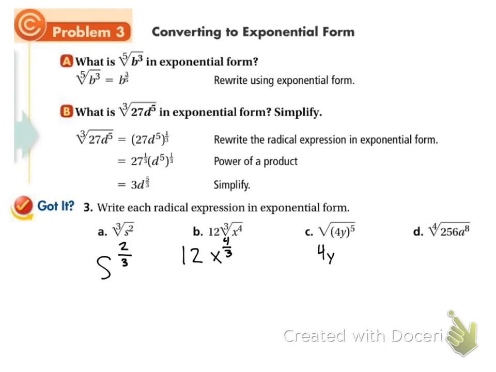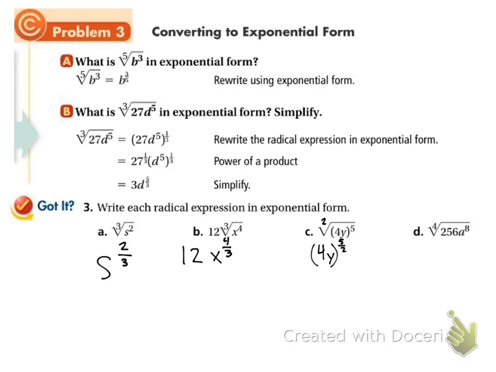Okay, I'm going to have 4y to the, if there's nothing written here, that is a 2, a square root, right? If you think the square root of 49, that's 7, right? You know that you're taking the square root, and that's when we use a 2. So this will be to the 5/2.